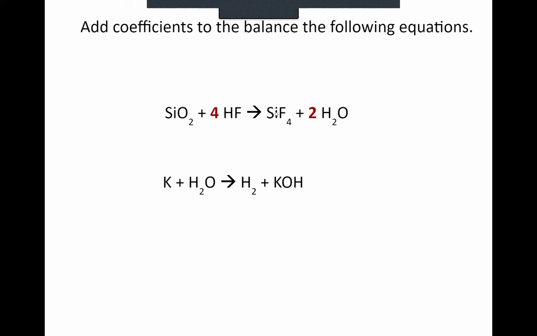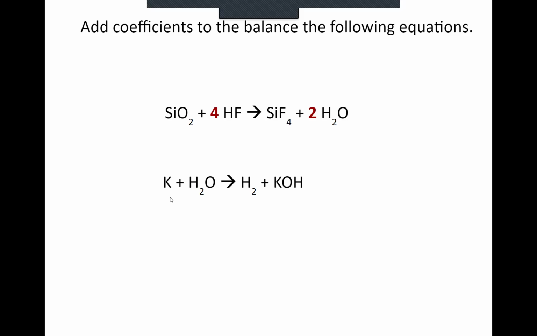Now we've got 1 silicon on the left side and 1 on the right. We have 2 oxygens on the left, and because of the coefficient 2 in front of H2O, 2 oxygens on the right. We have, because of the coefficient 4 in front of HF, 4 hydrogens on the left side. And because of the coefficient 2 in front of H2O, 2 times 2, 4 hydrogens on the right side. We have a total of 4 fluorines on the left side, and within SiF4, there's a 4. So fluorines balance, hydrogens balance, oxygens balance, silicons balance. This is a balanced equation.